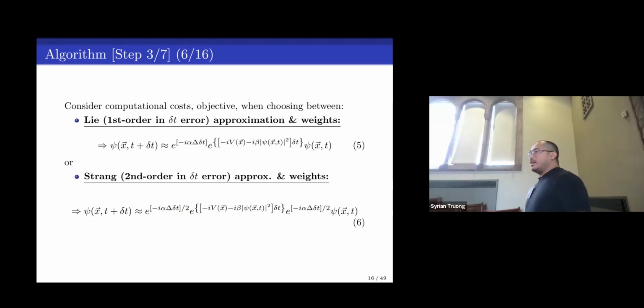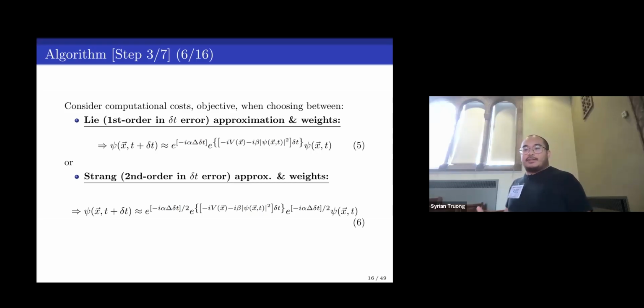So as a reminder, the Lie approximation is going to be first order in the time step error, whereas the Strang approximation is going to be second order in the time step error. So obviously, if computational cost is not a concern, you want the one with less error, but you kind of have to weigh what your objectives are and what the computational costs are.